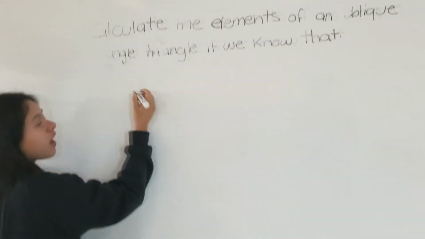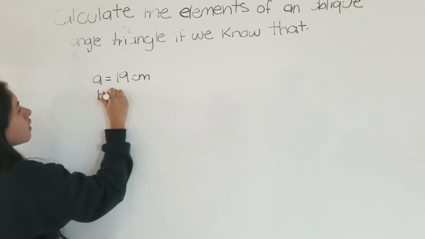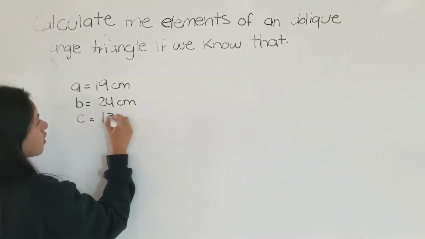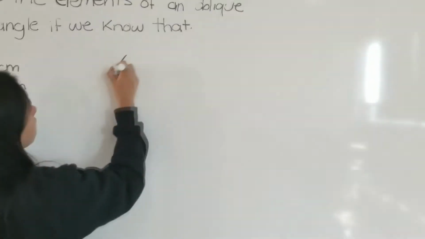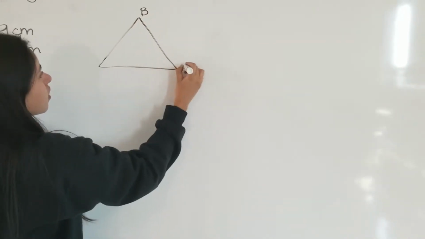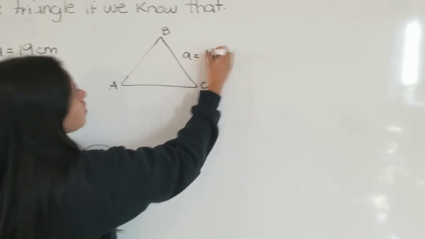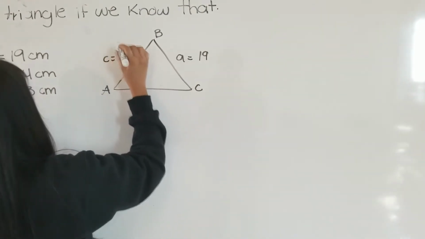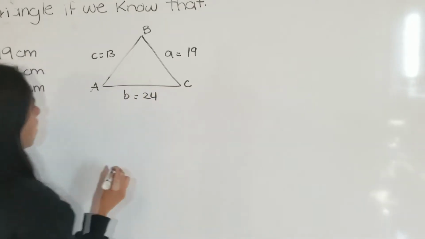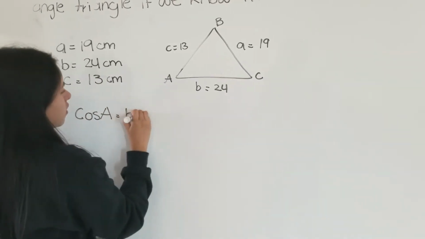Calculate the elements of an oblique angle triangle if we know that a is equal to 19 centimeters, b equal to 24 centimeters, and c 13 centimeters. We're going to use the law of cosines as long as we made the clearances correctly. Since we clear, we start by substituting our values. Cosine of A is equal to 24 squared plus 13 squared minus 19 squared divided by 2 times 24 times 13.